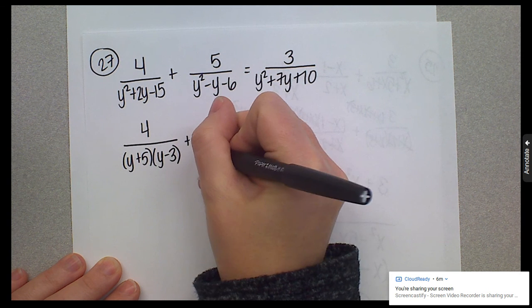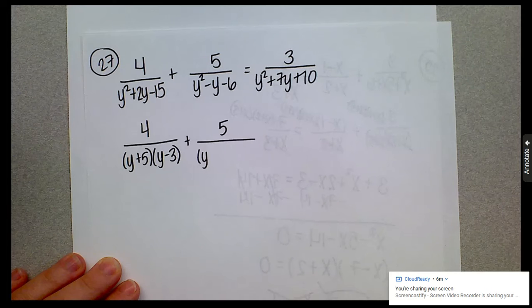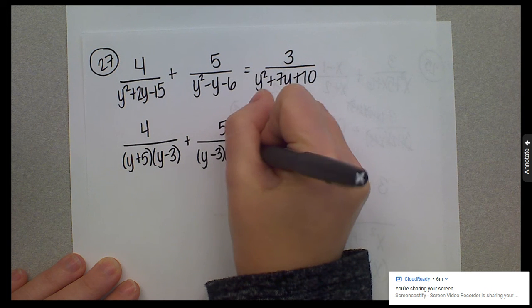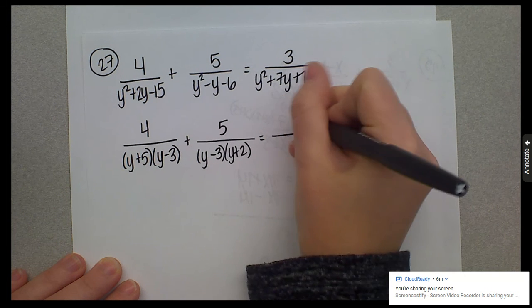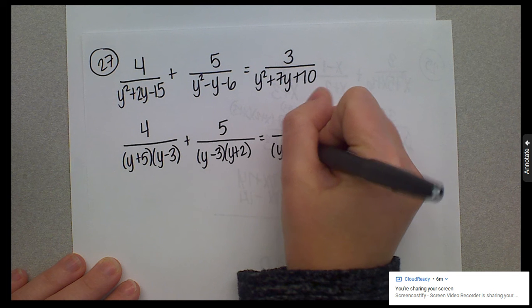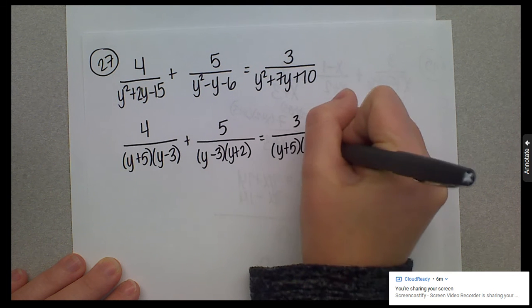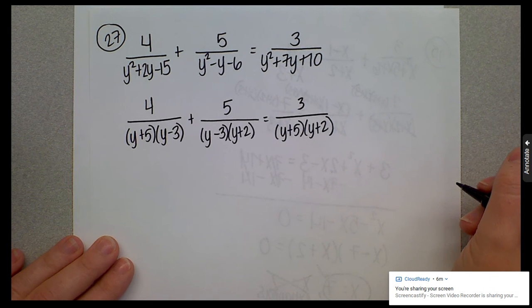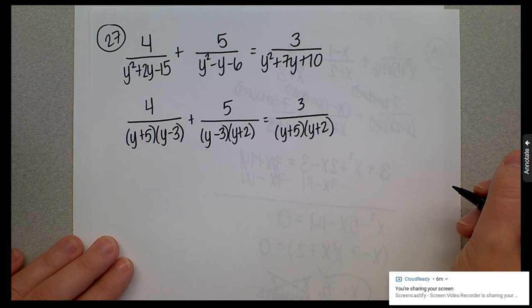What would this be? Y minus 3, y plus 2. And over here would be y plus 5, y plus 2. Okie dokers. So that's great and dandy. And now I'm going to find the common denominator.